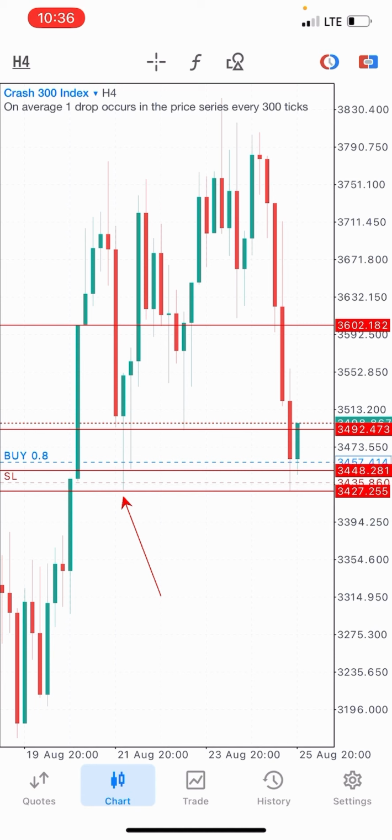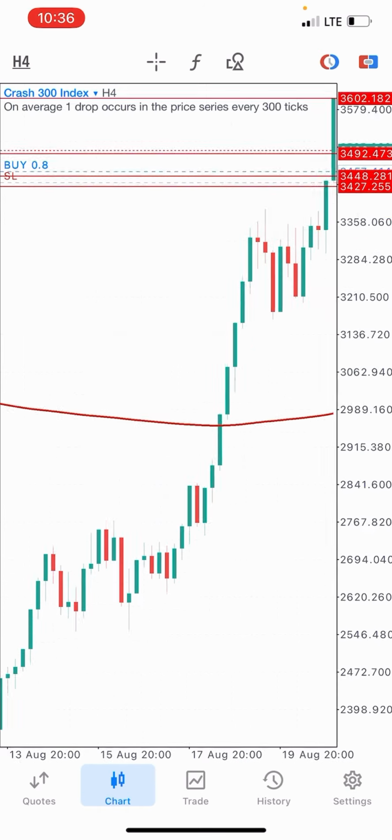So you can see I didn't use any indicator apart from the MA to just confirm the direction of the market. Sorry, if it is an uptrend or downtrend, right? So that was the only confirmation. But every other stuff I used is just price action.